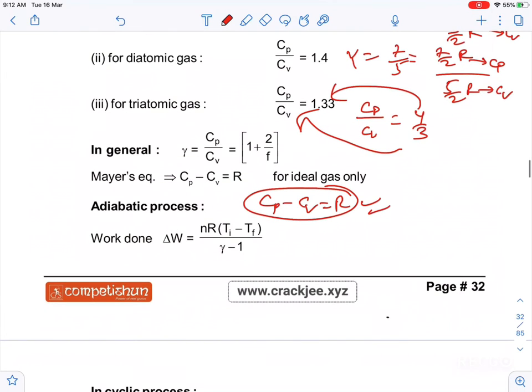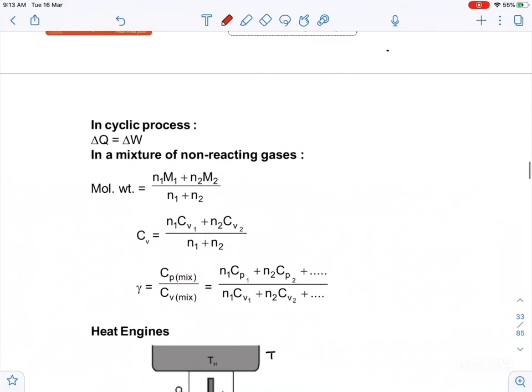Cp minus Cv is equal to R. This is the Mayer relation. Keep this relation in mind. For the adiabatic process, work done is P1 V1 minus P2 V2 upon gamma minus 1, which I have already done. So P1 V1 can be written as nR T1 and P2 V2 as nR T final, upon gamma minus 1.